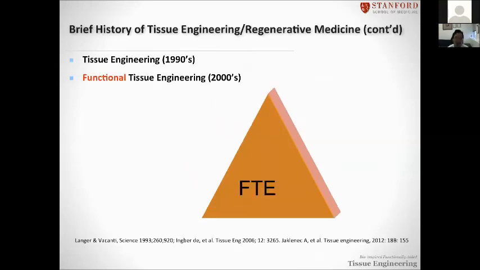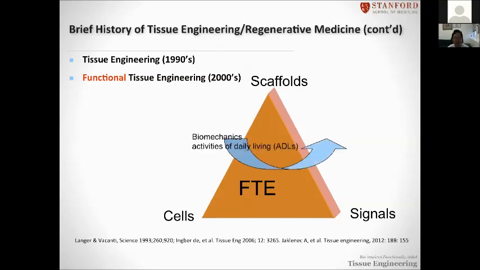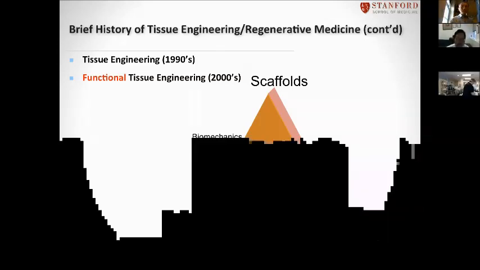However, after 10 years of effort, the previous generation of tissue engineers realized it's not simple to just combine the scaffold, the cells, and the signals together. The engineered tissue or organ has to be functional. So they added one more component, let's call it biomechanics. This tissue or organ has to be functional and active with daily living. So let's call it functional tissue engineering.